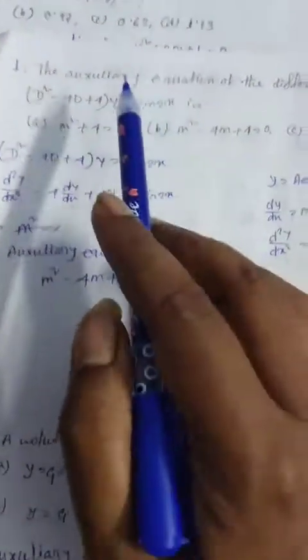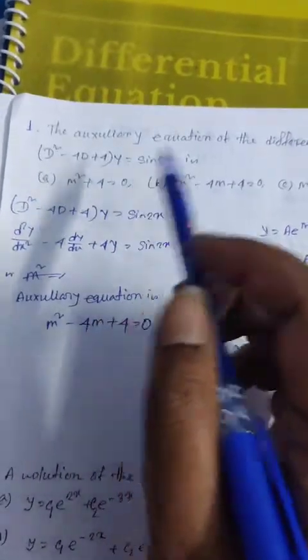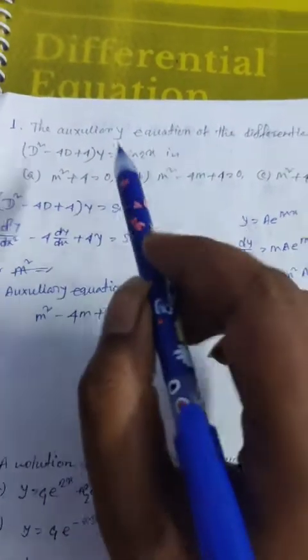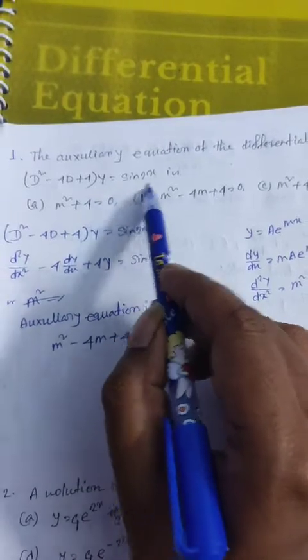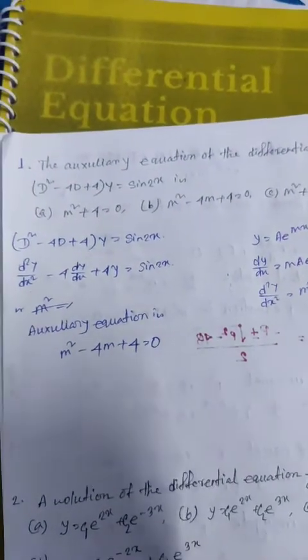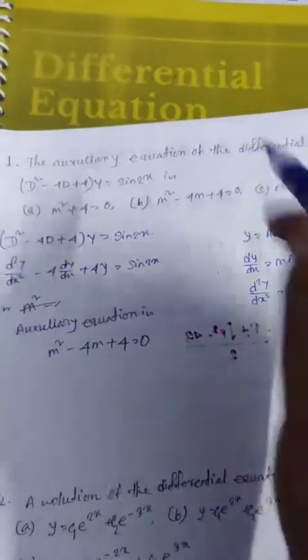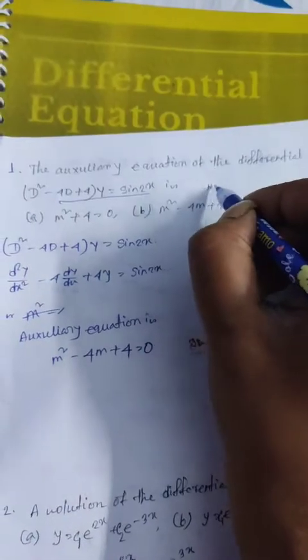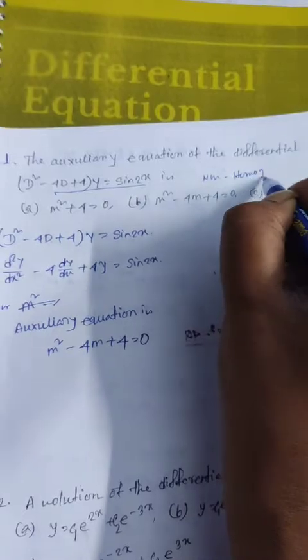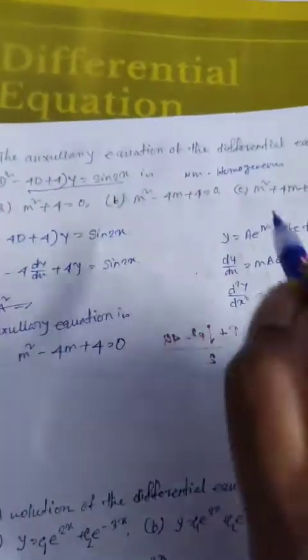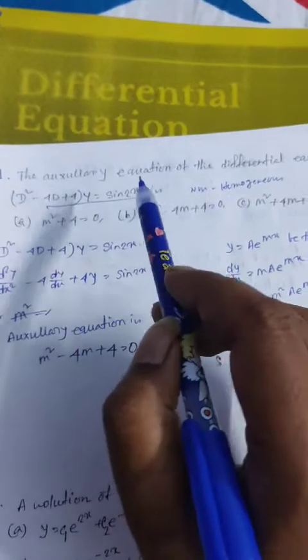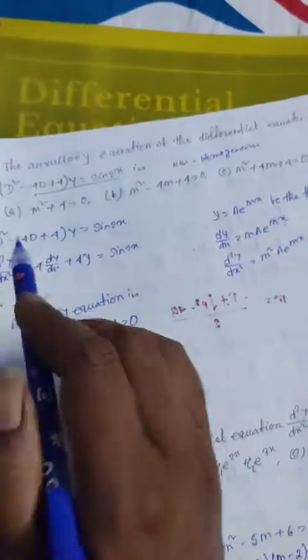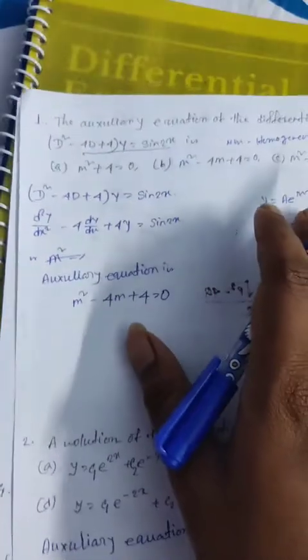The question is that we have to find the auxiliary equation of the differential equation (D square minus 4D plus 4)y is equal to sin 2x. First of all, here the right side is not equal to 0, so this is a non-homogeneous second order differential equation. Please mind that this is a non-homogeneous differential equation. But now the question is that we have to find the auxiliary equation. (D square minus 4D plus 4)y is equal to sin 2x.